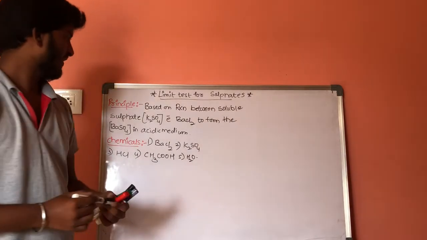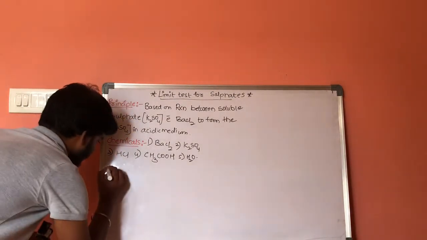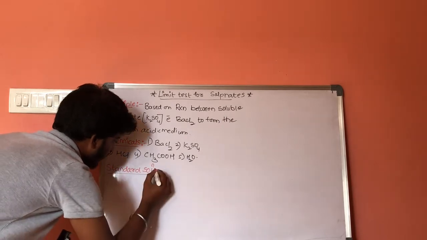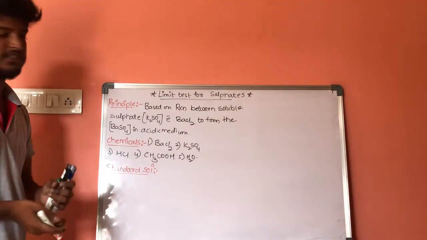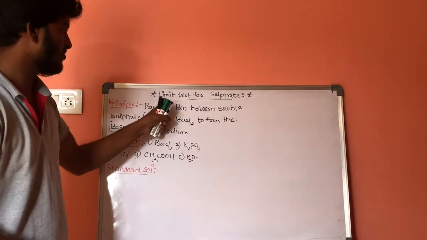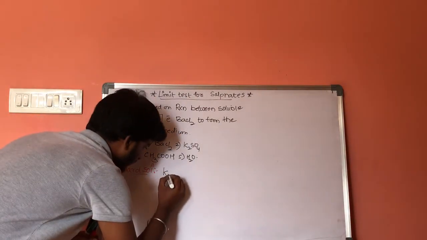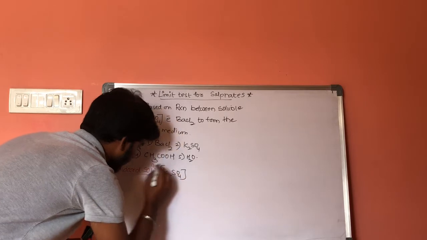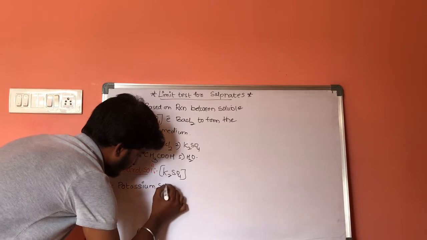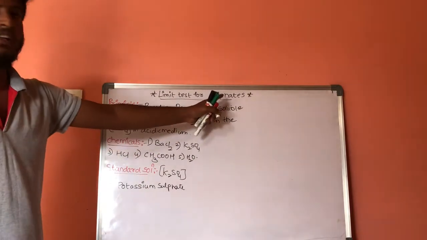Now if we discuss the standard solution which is used, whereas the standard solution used in the limit test for chlorides is sodium chloride, the standard solution which is used in the limit test for sulfates is potassium sulfate, K2SO4. Potassium sulfate is used as a standard solution in the limit test for sulfates.